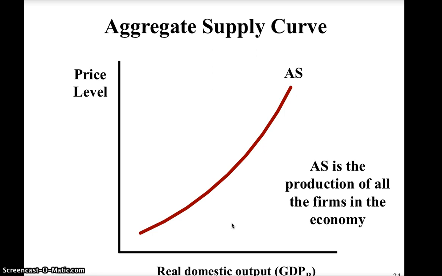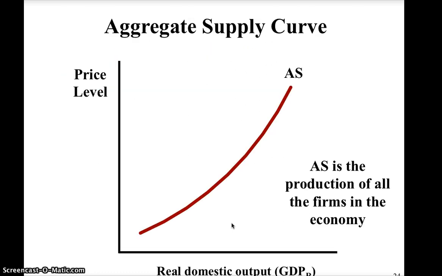So like we said, aggregate supply is the production of all firms in the economy, and you can see from the graph that as price level increases, the amount that firms in the United States are willing to produce increases as well. And we explained why on the previous slide. If they're getting more money for each unit that they're selling, they're going to be willing to produce more and thus create more output of real GDP.